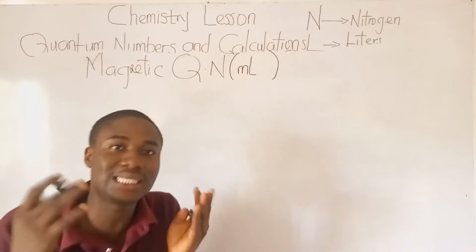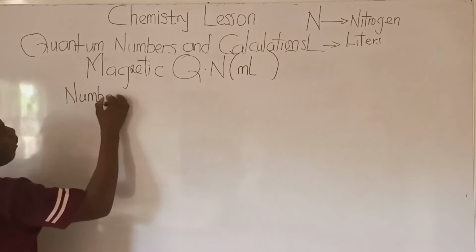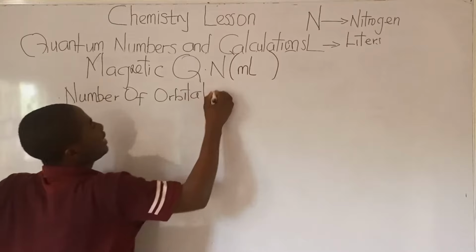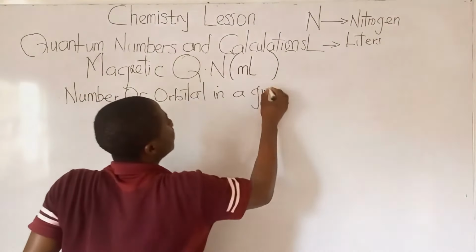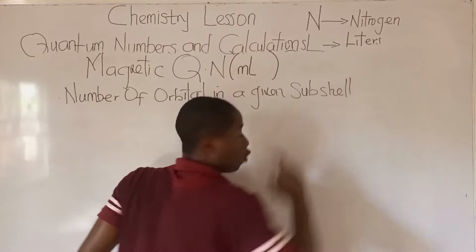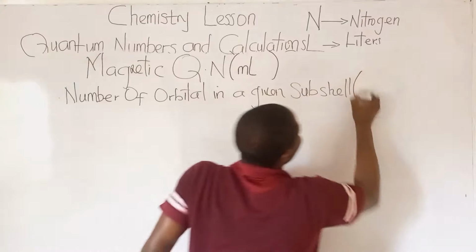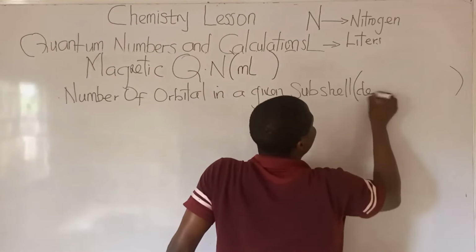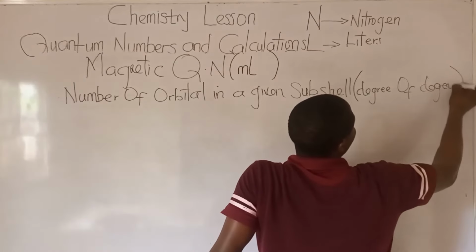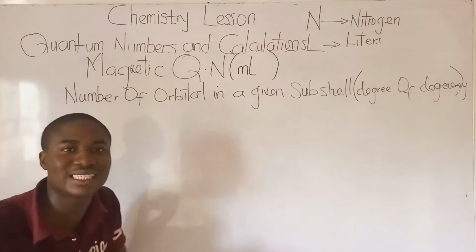First of all, it describes the number of orbital in a given subshell. This is very important, okay? It describes the number of orbital in a given subshell, and this has a name. It is called degree of degeneracy. The number of orbital in a given subshell is called degree of what? Degeneracy.